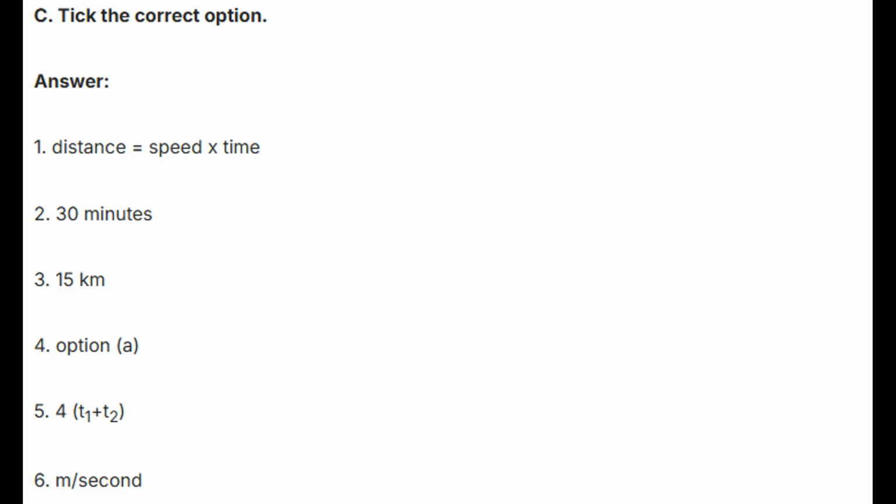C. Tick the correct option. Answer. First, distance is equal to speed into time. Second, 30 minutes. Third, 15 kilometers. Fourth, option A. Fifth, 4 T1 plus T2. Sixth, meters per second.